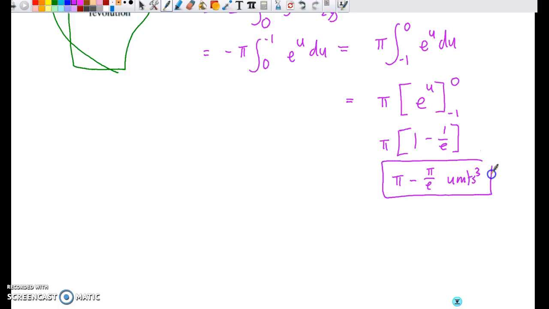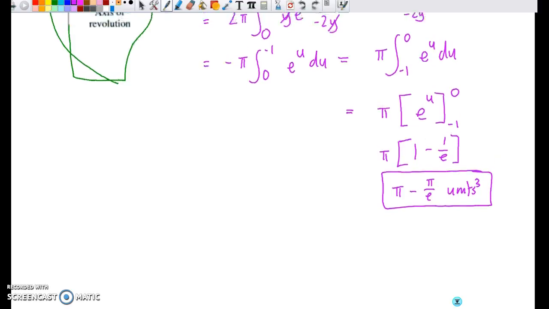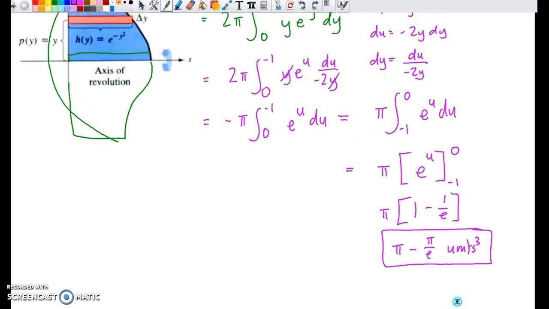There you have it. You can get a decimal approximation if you'd like to get some sort of semblance of how much volume you've accumulated. But that's how you do the shell method. And again, if I wanted to use the washer method, I could do that, but I'd have to separate it into two integrals.